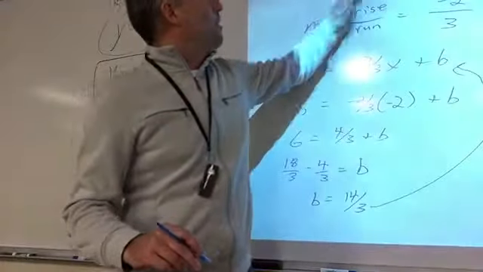Now remember, when you're graphing on your computer, you can type them in y equals mx plus b style, or you can just type them in general form like they're written. So if I just wanted to do 3y equals negative 4x plus 3, I could just do that. And 3x minus 4y equals 8, I could do that.